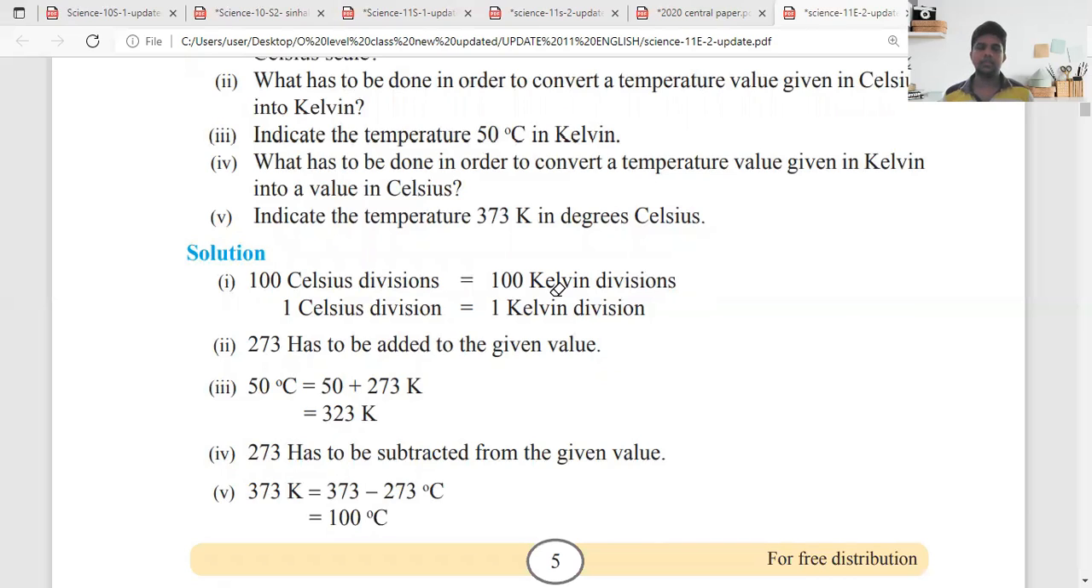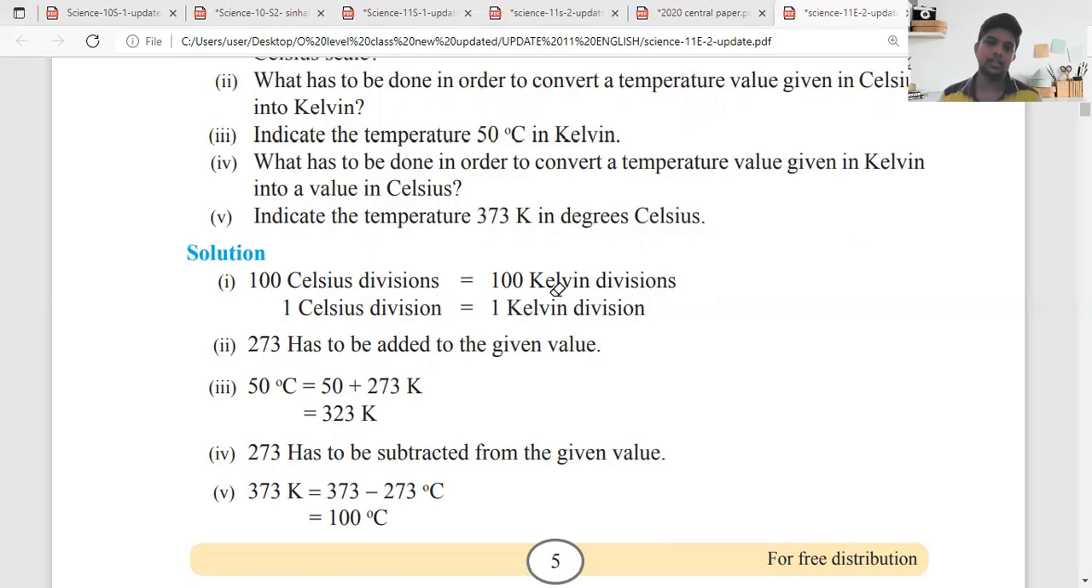273 has to be subtracted from the given value. The given Kelvin value, okay.